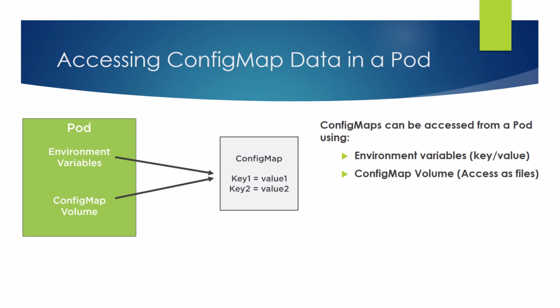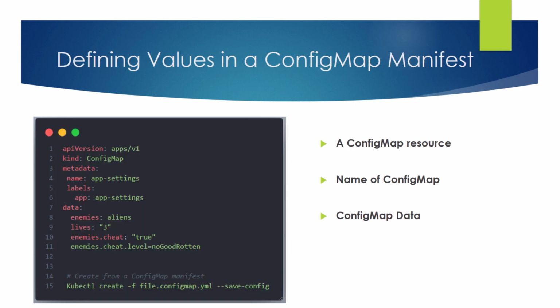But that's the basic of what a config map does and how you can get started using them. There are several different techniques you can use to get key value pairs and data into config maps and get those set up within Kubernetes. So let's talk about some of the different options.